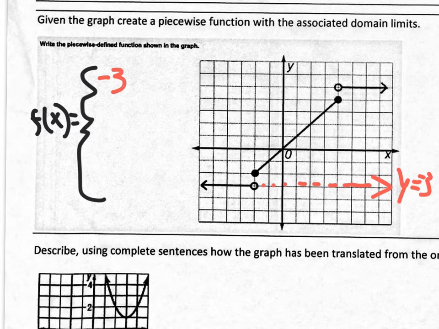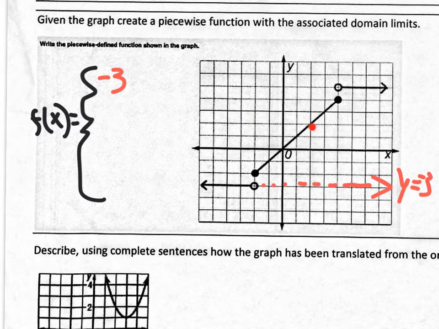Now, what portion am I looking at? Am I looking at this side of negative 3, y equals negative 3, or this side of y equals negative 3? I'm looking at the left side. So what is my restriction going to be? That the piece of this graph that I'm looking at has to be less than what?